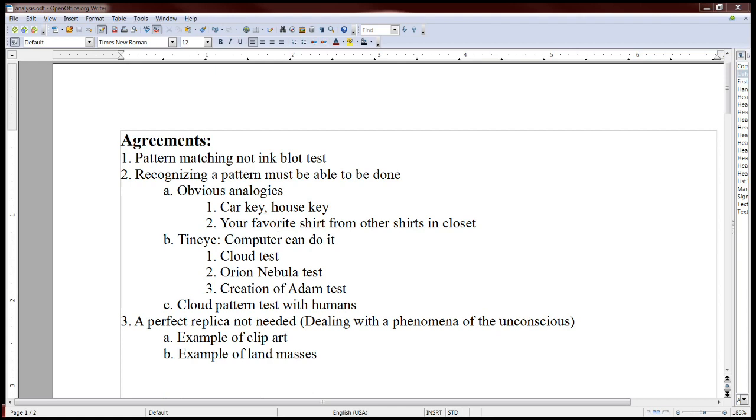Another example, your favorite shirt from other shirts in your closet. How are you able to recognize them? If there are two t-shirts with the same texture, then obviously you must recognize them visually. And in order to be able to do that visually, you must be able to recognize complex patterns. So we've established number two.